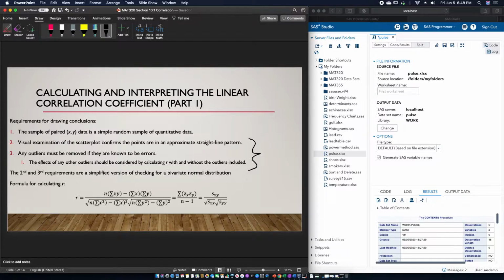That's the same thing as the sample standard deviation of x, y, so the sample covariance of x and y, divided by the sample standard deviation of x, meaning multiplying x by itself, times the square root of the sample standard deviation of y, again meaning multiplying y by itself.